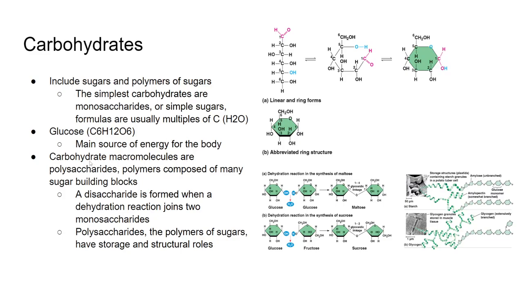Polysaccharides are polymers composed of many sugar building blocks. If we look at something like glycogen, it's just a linkage of glucose molecules and glucose molecules. Glucose is considered a monosaccharide, and we're linking a bunch of those monosaccharides together to create what we refer to as a glycogen molecule. And glycogen is very important for glucose storage in our body.